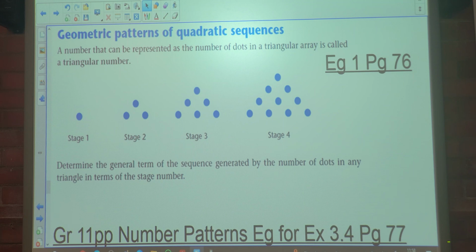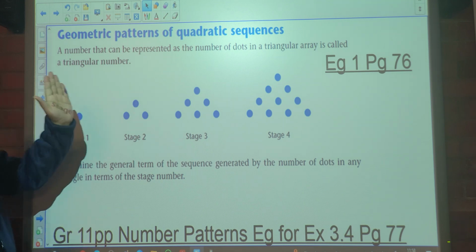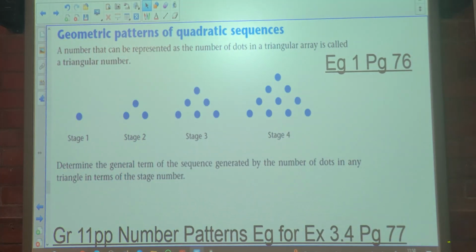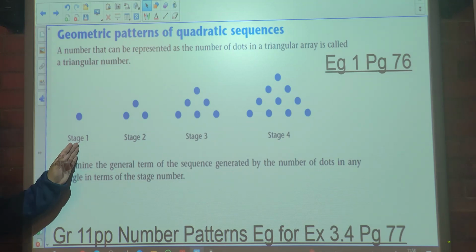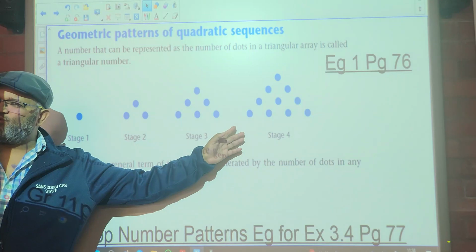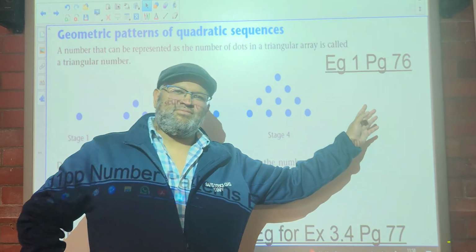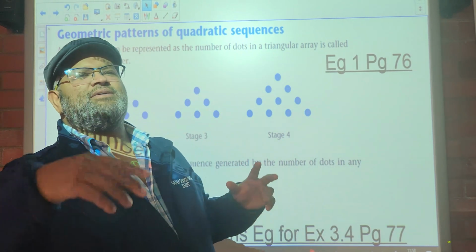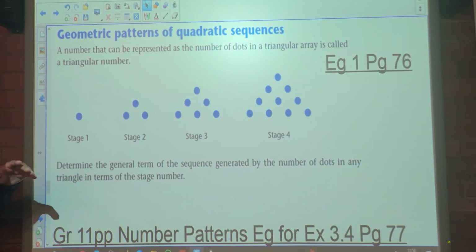But anyway, we were looking at stage 1. How many dots do we have here? 1, then 3, then 6, then 10. The question says determine the general term of the sequence generated by the number of dots in any triangle in terms of the stage number. So the first term is stage 1. Stage 2 is the second term. Stage 3, third term. Stage 4, fourth term. Stage 8, eighth term. Stage N, nth term. So the stage number, pattern number, array number, whatever, is the same as your term number.